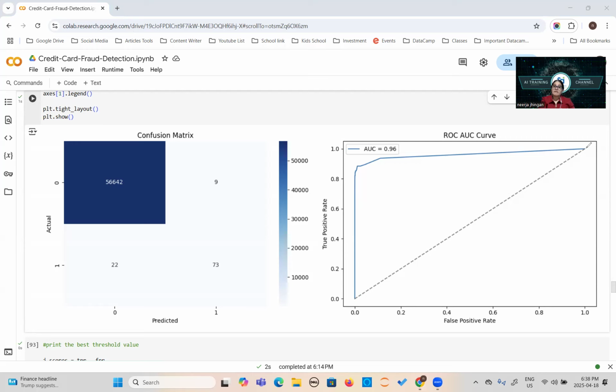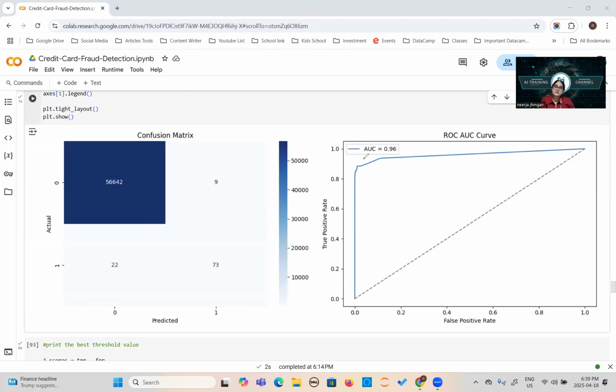Okay, on the x-axis is the false positive rate and this is the true positive rate. So what is happening here? AUC, the full form of AUC is area under curve. This is the receiver operating characteristics. Sorry, this is the area under curve.